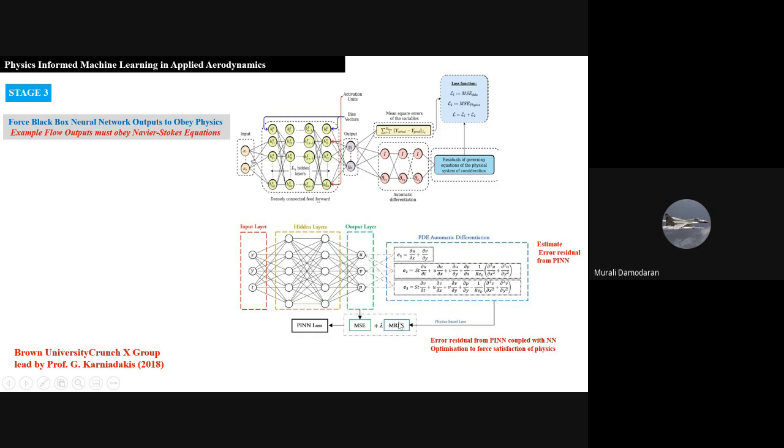You take this physics-based loss and add it to the network loss, and that will be the total PINN loss, and that is what you're going to optimize in the back propagation. That is the physics-informed neural network, and this, I think, is changing the way a lot of things are happening in fluid mechanics and various other fields.